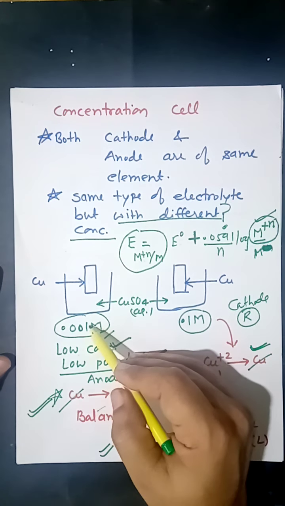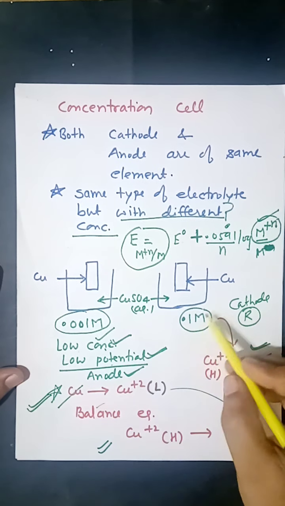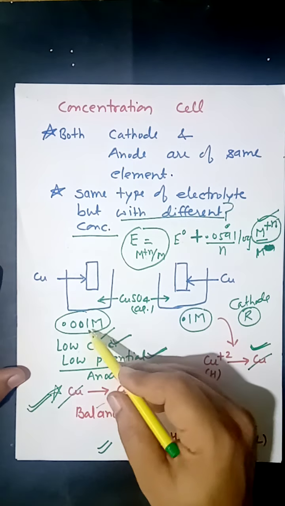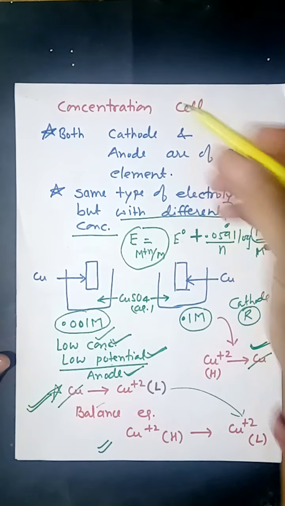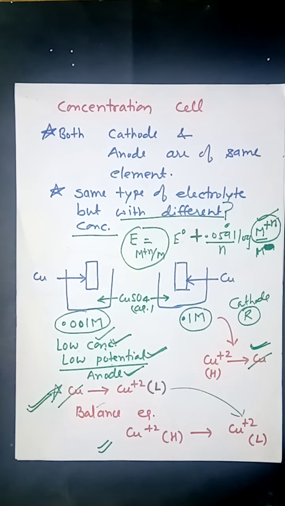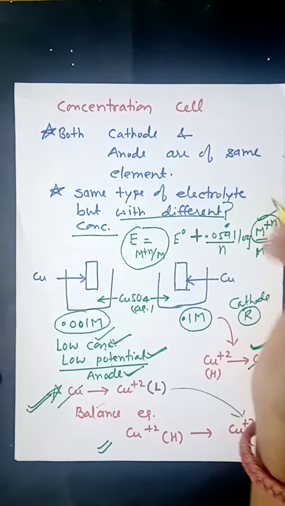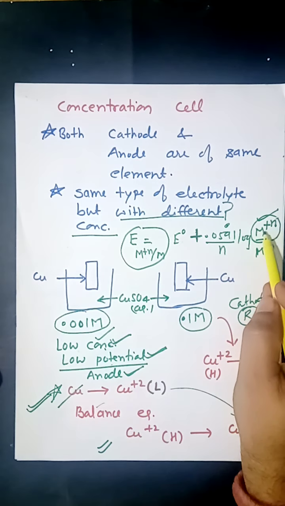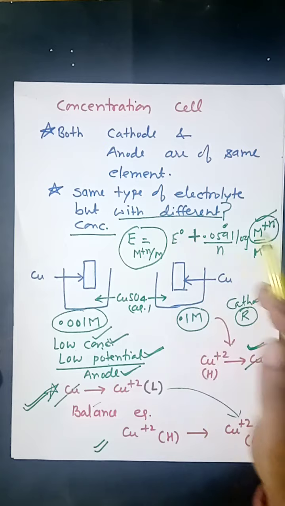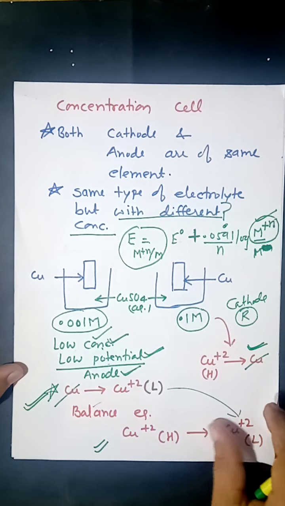Now remember, this high concentration behaves like cathode and low concentration behaves like anode. This we have to find out only for concentration cell. For other elements, we know the element with higher potential acts as cathode and lower potential acts as anode. We are not supposed to compare their concentration, but because here the elements are same, we are comparing on behalf of their concentration, because when concentration is more, electrode potential is also more.